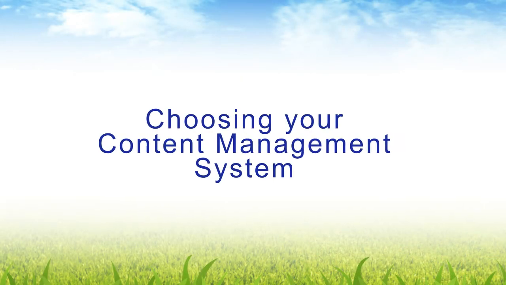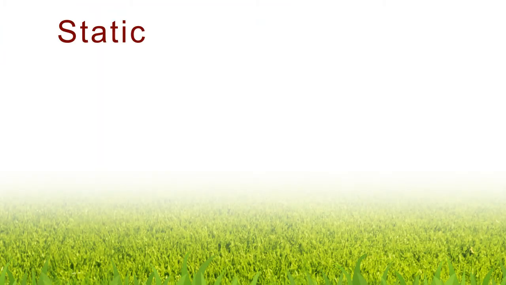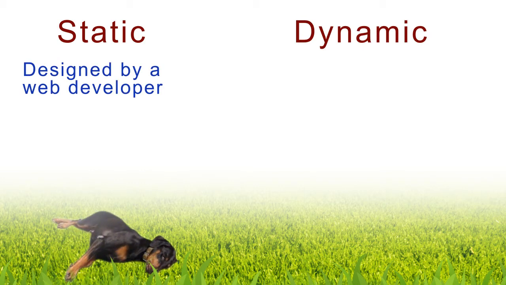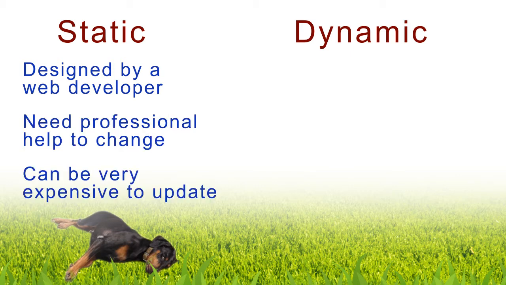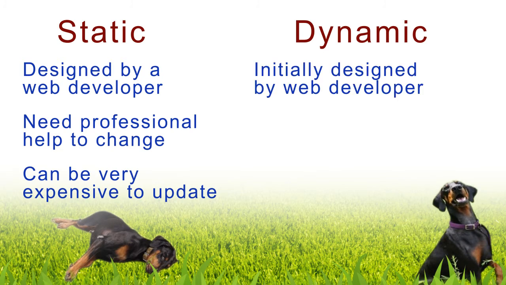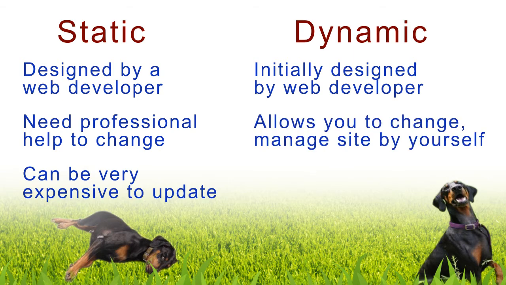Choosing your content management system. So there's two types of sites. You have static and dynamic. Static sites are usually designed by a web developer quickly. These sites provide basic facts about what your organization is. The only thing about static sites is you can't change them. You need a professional web person to change them, and that can be expensive. A dynamic site is initially designed by the web developer, but it enables your organization to update the content, photos, and to sort of manage the system. It saves you time and money. That was a huge thing for us.